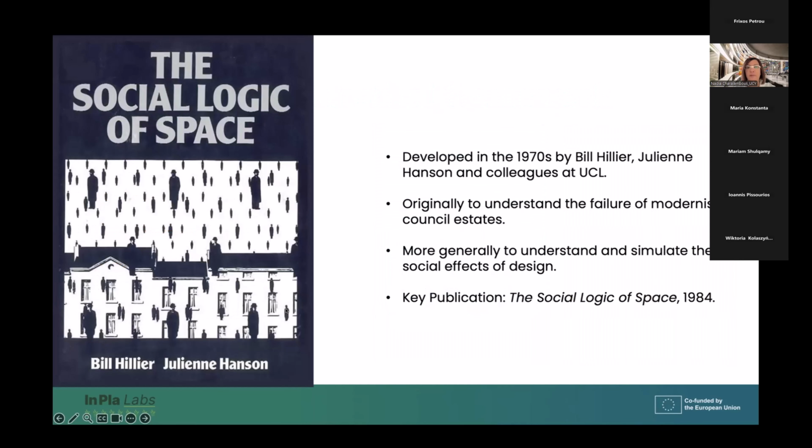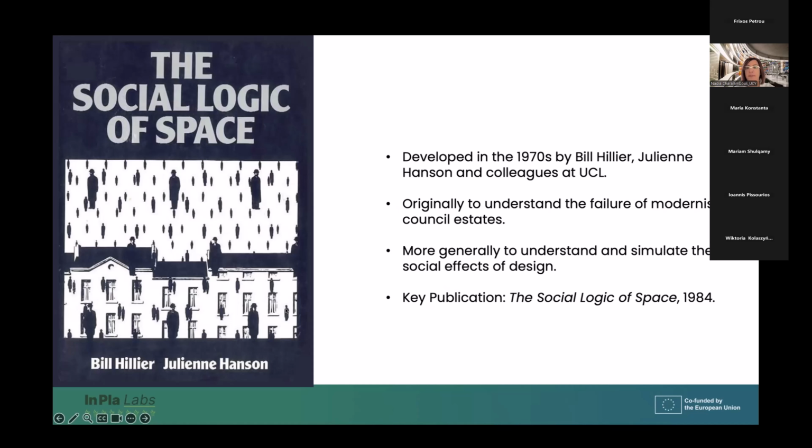Space Index was developed around the 70s. It was developed by Bill Hillier and Julian Hanson and other colleagues at University College in London. At the beginning, it was a way to understand why modernist council estates failed. But more generally, it focuses on understanding and simulating the social effects of design. Hence the title of the first book of Space Index, which is called The Social Logic of Space. It's the key publication and the key text about the theory and the tools of Space Index.